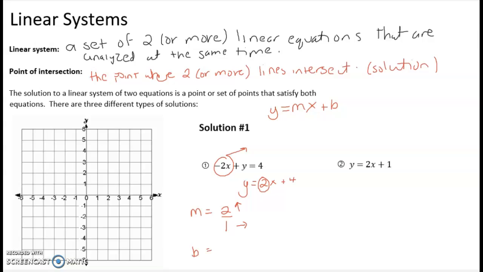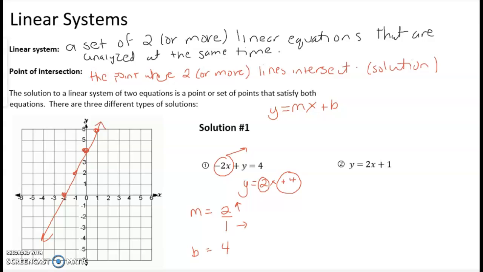And then my y-intercept happens at positive 4. Put a dot here. And then we know our run is up 2 over 1. And then we can also do two negatives make a positive, so we can go down 2 over 1 negative. And that's how you get your line.